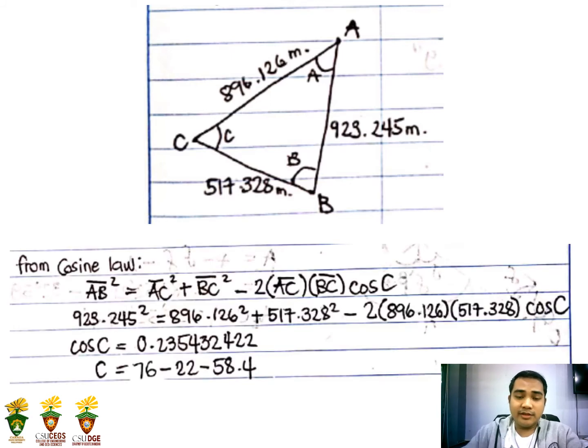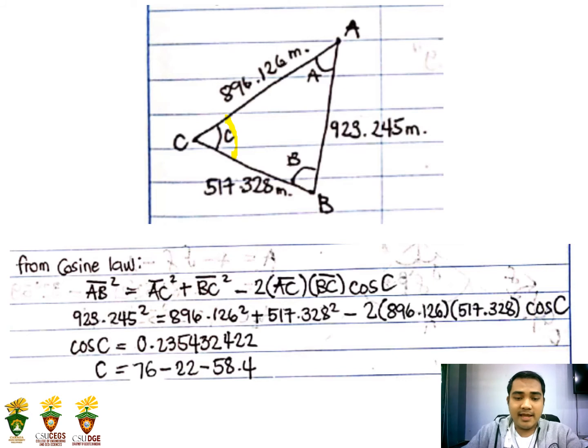First, we need to determine the interior angles A, B, and C. Given the three distances, we can now directly get the value of the interior angles A, B, and C. First we will get angle C. To do that, we need the formula for the cosine law: c squared is equal to a squared plus b squared minus 2ab cosine C, where we substitute the corresponding lengths.